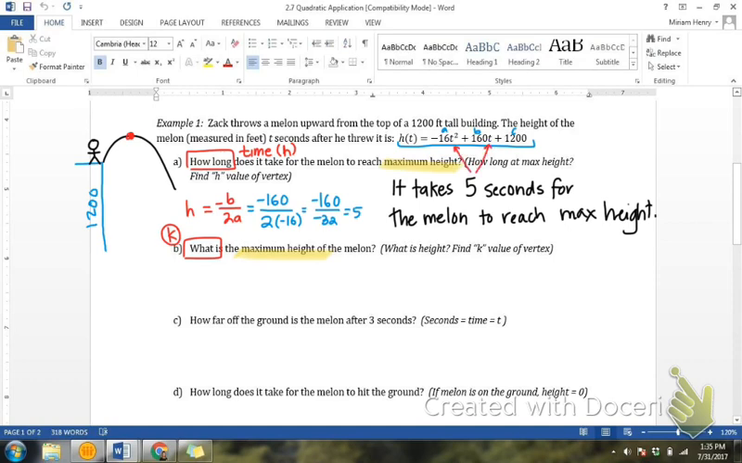So in part B, we're going to rewrite our equation. Negative 16 times 5 squared plus 160 times 5 plus 1200. All I did was plug in my 5 value. Now go ahead and solve this out. Y'all have calculators. Make sure you do order of operations and you don't forget a sign.